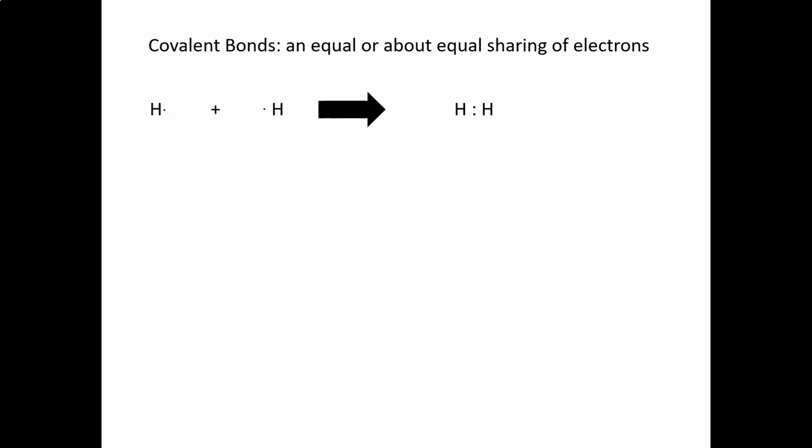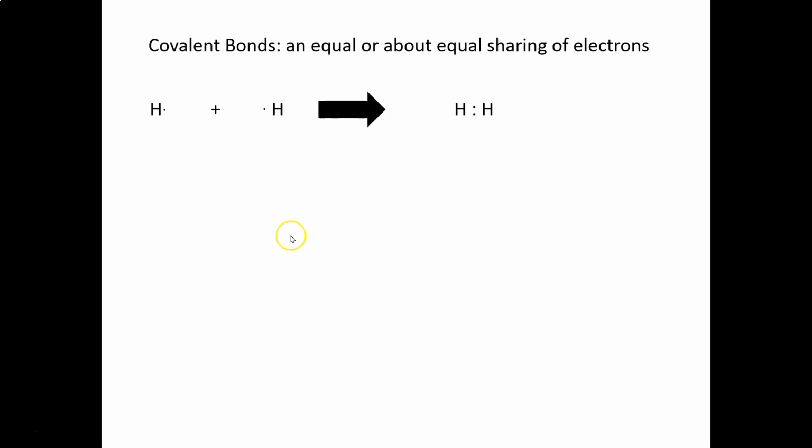So as an example, hydrogen has 1 electron typically. If you have 2 hydrogens that come together, they can share each other's electrons. So here's a hydrogen, and this little dot represents an electron. Here's a hydrogen, and this little dot represents the electron. So they share each other. So this hydrogen has 2, this hydrogen has 2, and that forms an H2 molecule, which is typically how we see hydrogen gas.